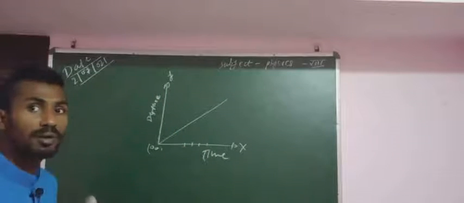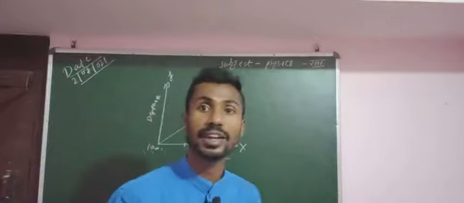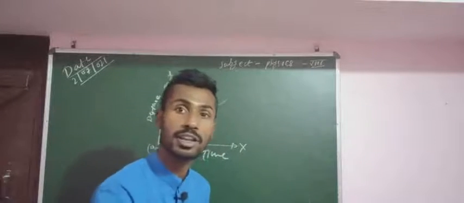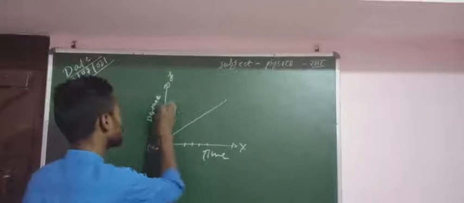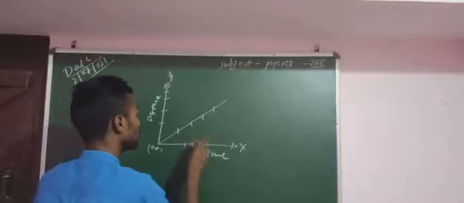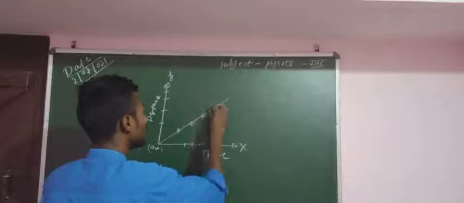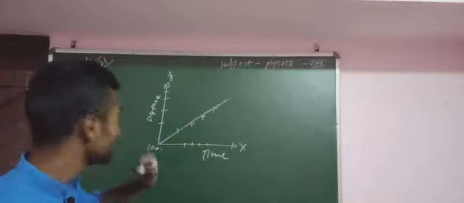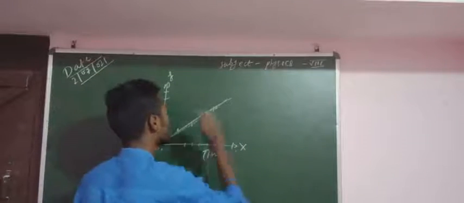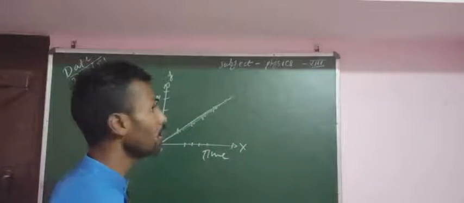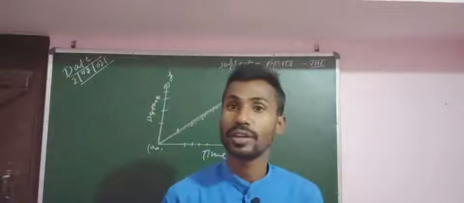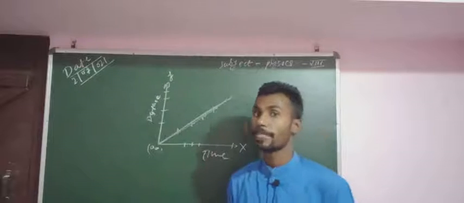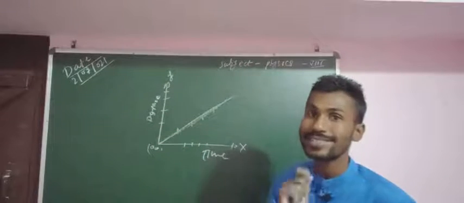Suppose uniform speed, uniform motion, means a body covers equal distance in equal intervals of time. Suppose it goes like this: 1 2 3 4, 1 2 3 4. When we join these points, we can see that the line is straight. So when a body is moving with uniform velocity, the distance-time graph of this body is a straight line.